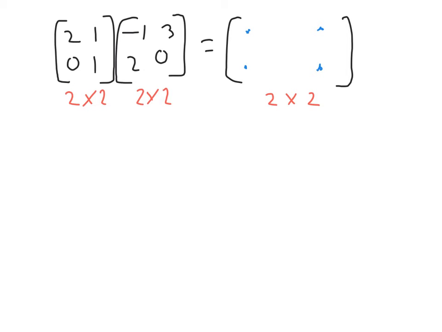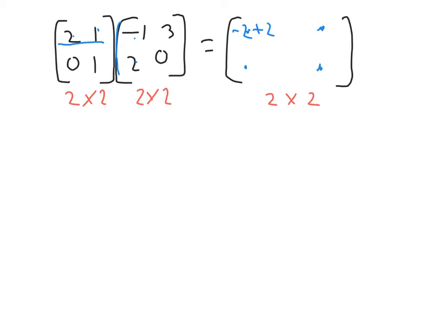The first element, we take the first row of the first matrix and the first column of the second matrix. So we do 2 times -1 plus 1 times 2. So I'll go ahead and write that in. So it's -2 plus 2. I guess I did a little bit of that in my head. So the same goes for our resulting matrix here.